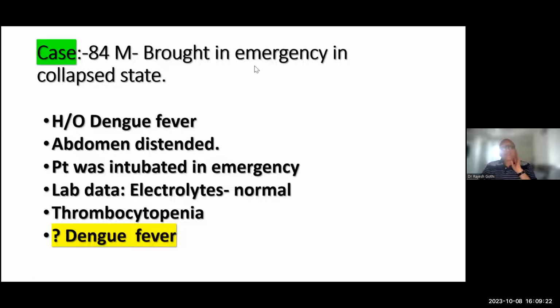Coming to the next case, an 84-year-old male brought in emergency in a collapsed state. The patient had a history of dengue fever. Abdomen was distended. The patient was intubated in the emergency. Lab data was showing normal electrolytes, except for thrombocytopenia, and it fitted into the possibility of dengue fever.